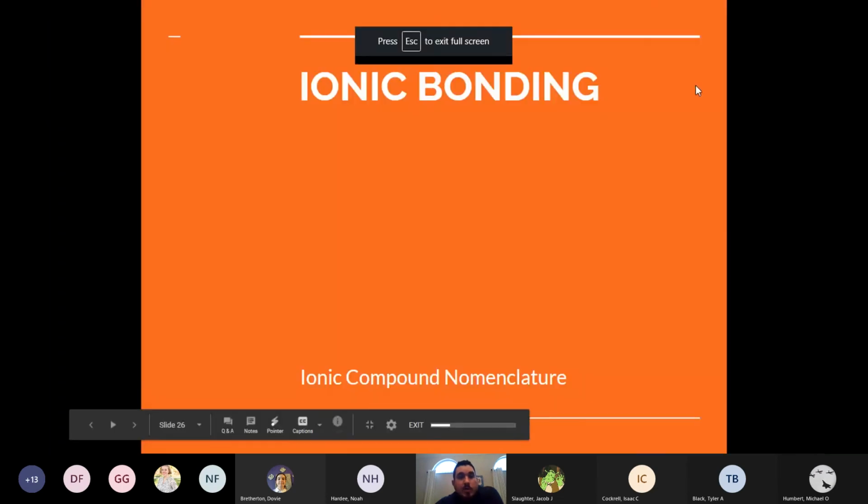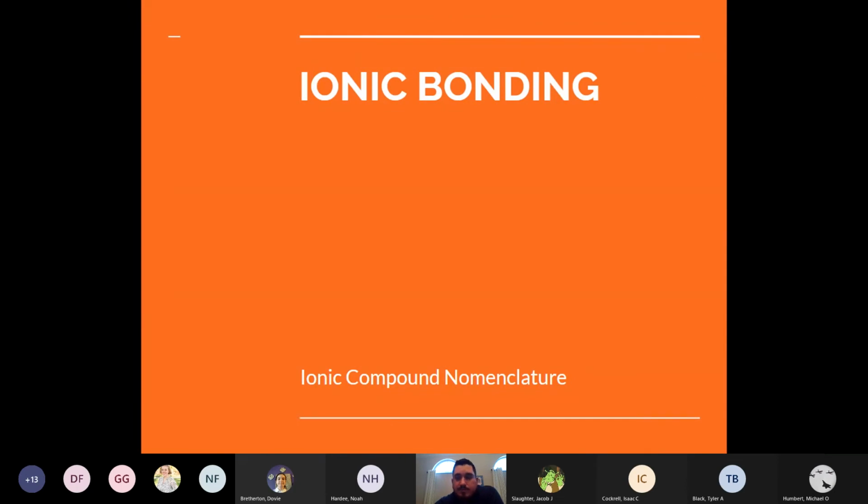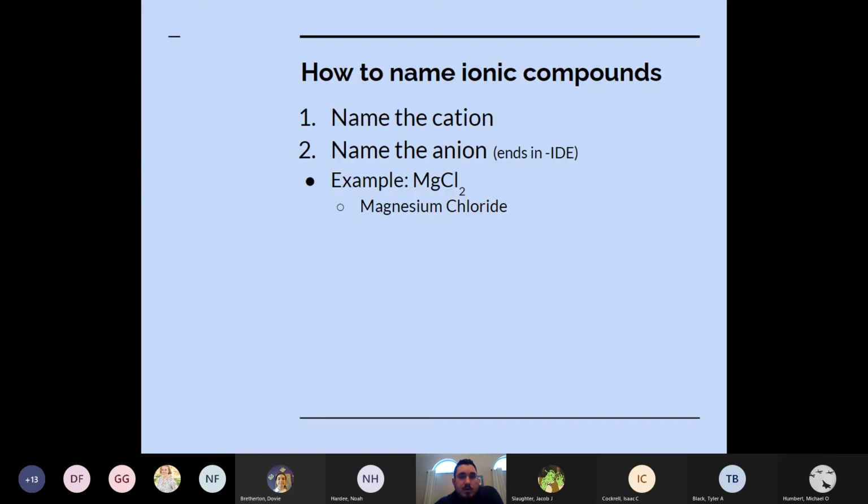So today we're going to talk about nomenclature. Nomenclature is just a big fancy word for how to name and how to figure out the formulas. It's just how to name ionic compounds. Ionic compounds are super easy to name. Honestly, there's two steps involved. You provide the name of the cation. The cation is the positive ion because it has a T in the name for positive, plus sign.